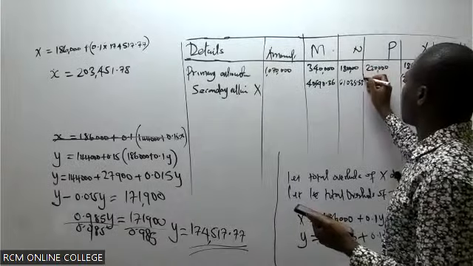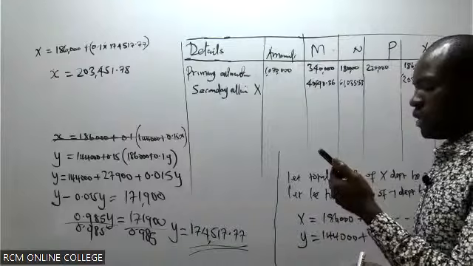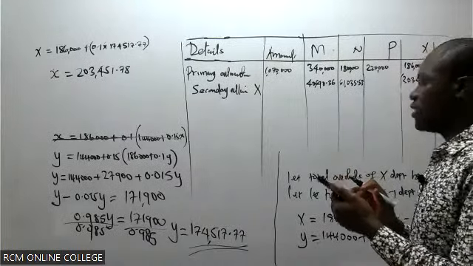61,035.53. Okay, how about the other one? That is P. P is supposed to receive 35%.